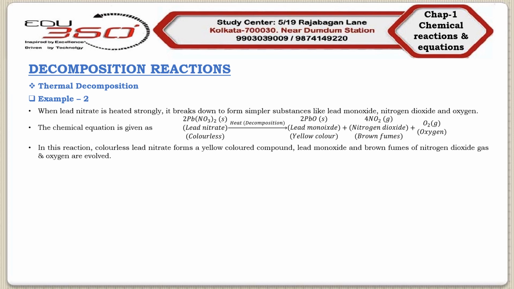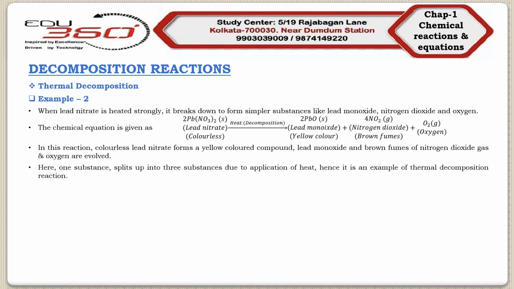So in this particular example, one substance, that is lead nitrate, splits up into three substances by the application of heat. So it is an example of thermal decomposition.